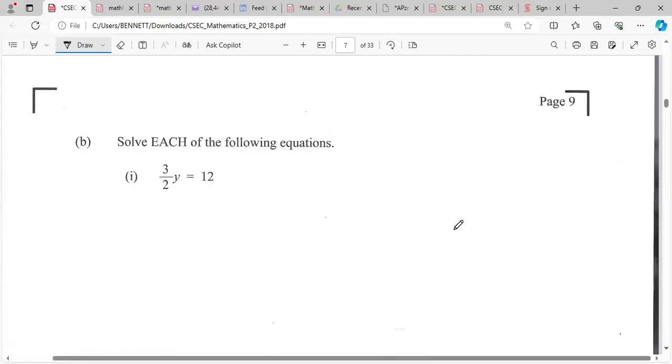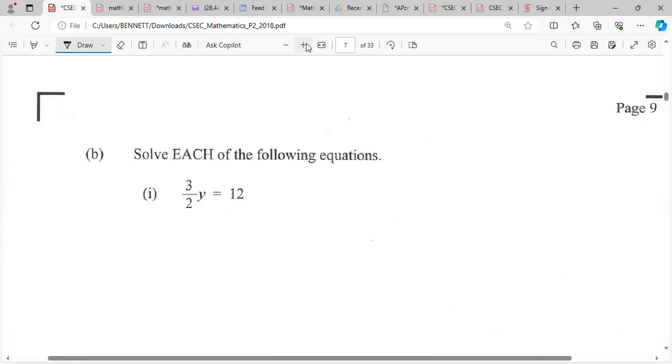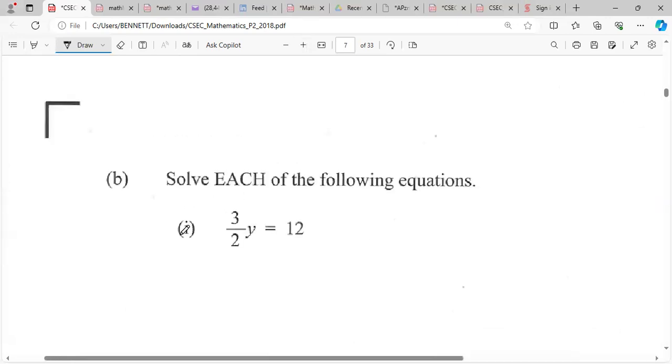And this one says solve for each of the following equations. So we have 3 over 2 y equal to 12. So that means they multiplied y by 1.5, and the answer is 12. What is that number? What we can do is take the reciprocal of this. If I want to get y by itself, we can multiply by 2 over 3, which would turn out to be 1, and then here we multiply by 2 over 3.